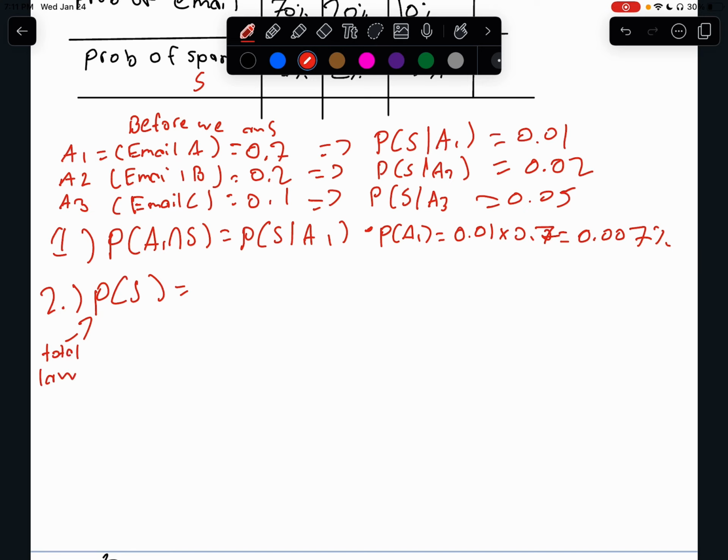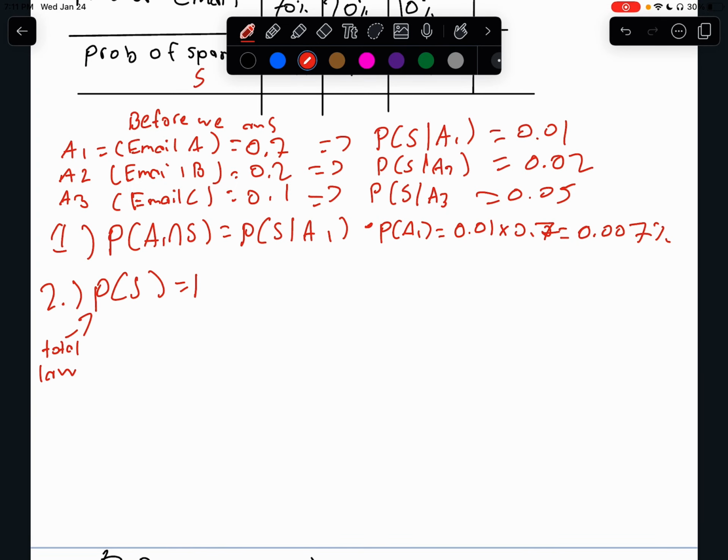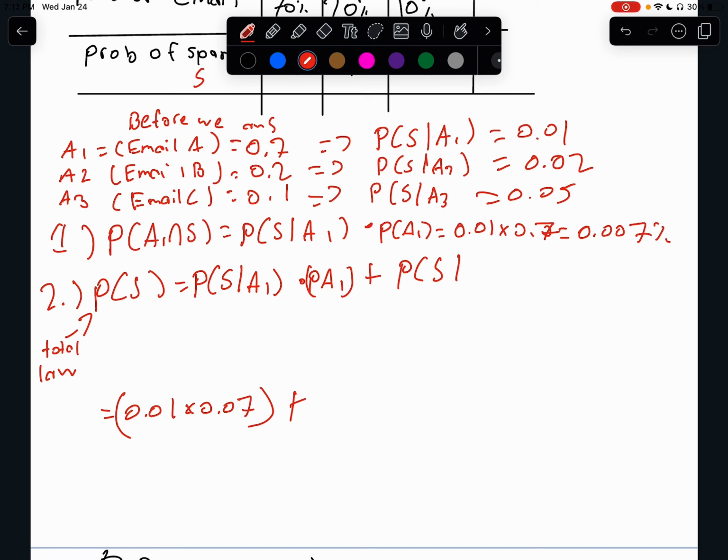Total law, right? So this can be denoted as, since we have three emails, I'm going to use all three. So we have P, spam occurring if we had an email from one, multiplied by A1. So we're going to write this again down here: 0.01 times 0.07, plus probability spam occurs, but A2 is given, occurring, probability A2.